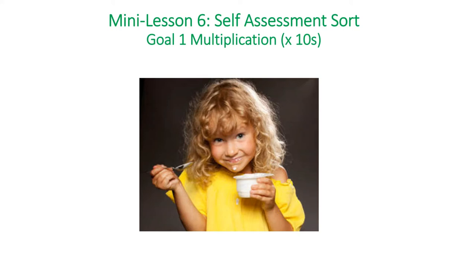And as it turns out, she sort of likes it. She sort of thinks she's getting pretty good at it, but there's something that's missing. I wonder if she's missing a little bit of salt or maybe a little bit of spice. So today you're going to be doing a self-assessment sort with your Goal 1 multiplication facts that you're learning.